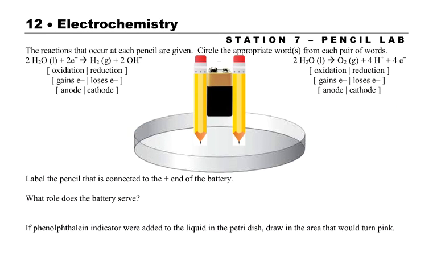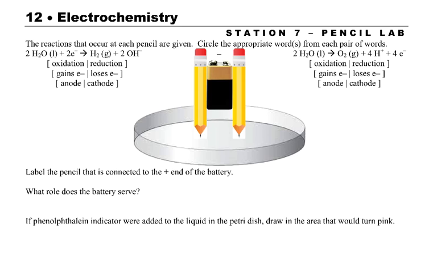Okay, we're up to number 7. This is a pencil lab, excuse me. The reactions that occur at each pencil are given. Circle the appropriate words for each of the pairs. Okay, so let's do the one on the right over here.